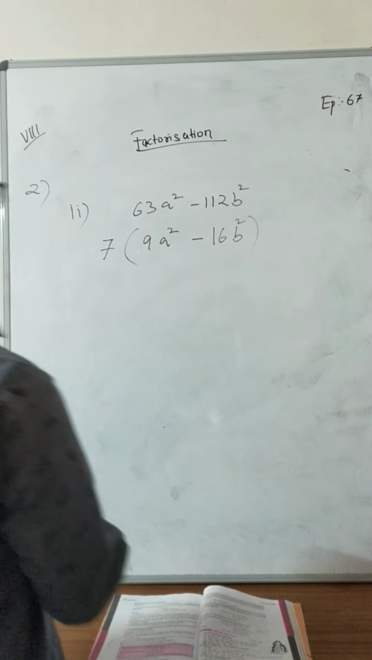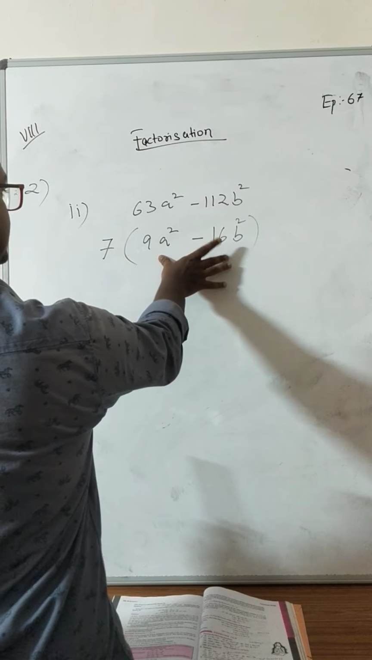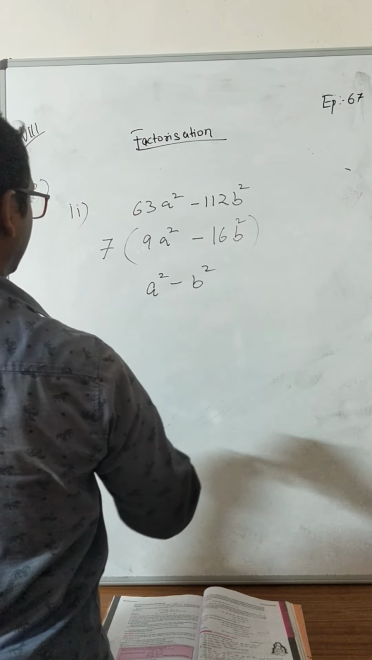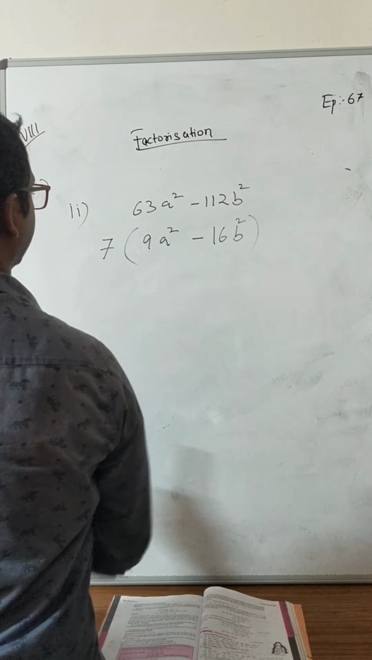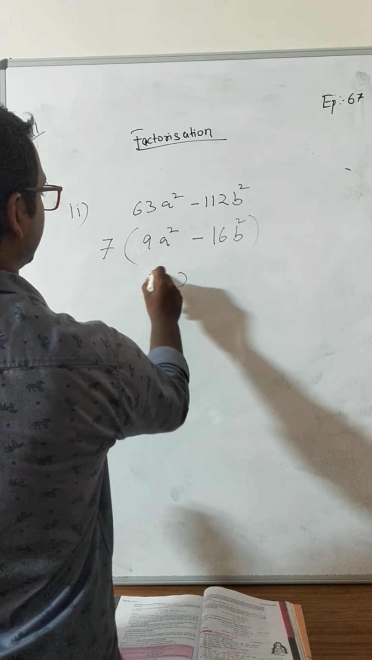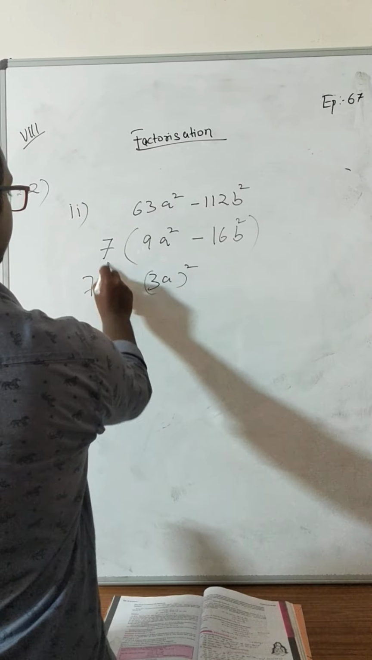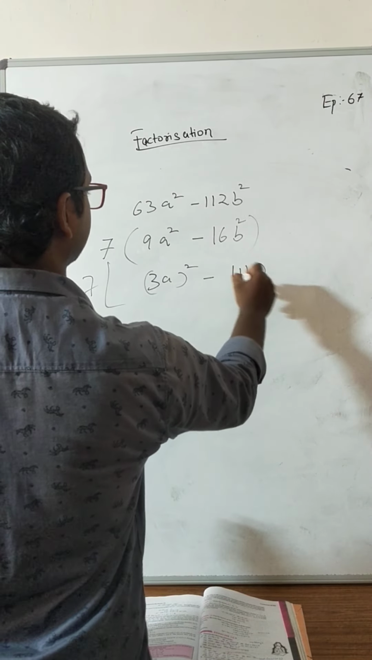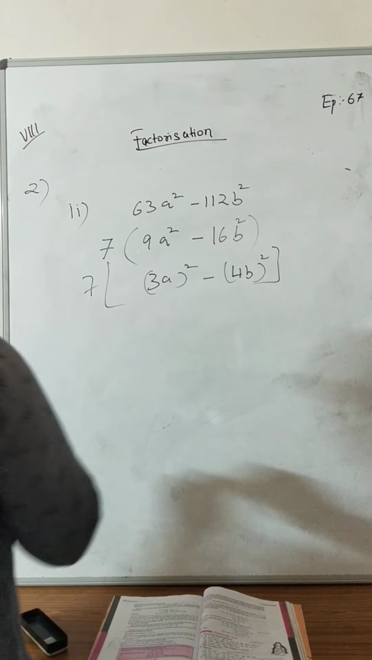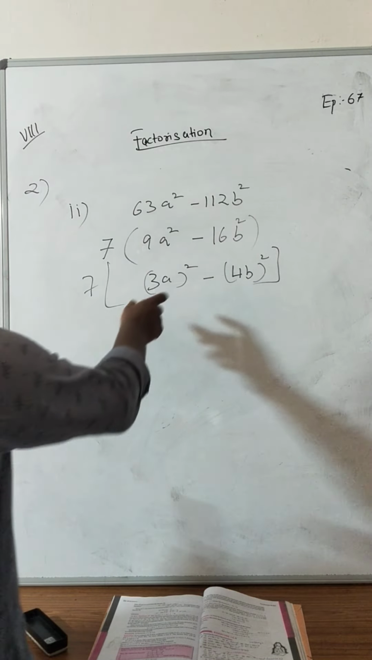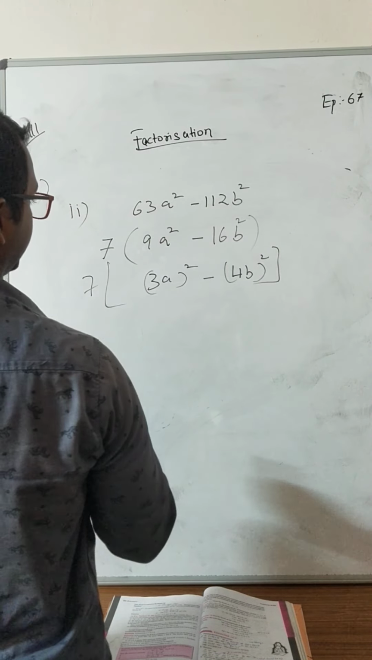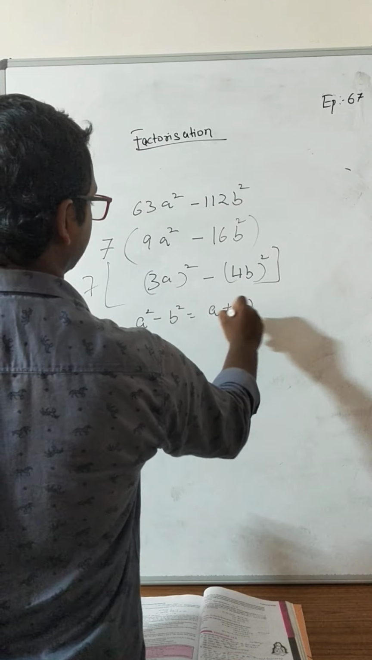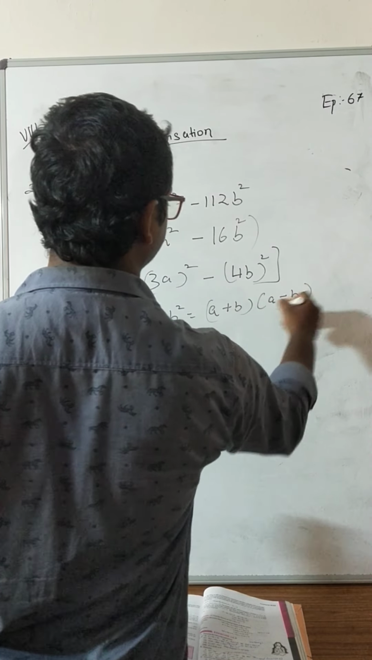Okay, now see this term. This term is of the format a square minus b square. How? See here. 9a square can be written as (3a) whole square. Minus 16b square can be written as (4b) whole square. Now see, this is of the format a square minus b square. So we know that a square minus b square is equal to (a plus b) into (a minus b).